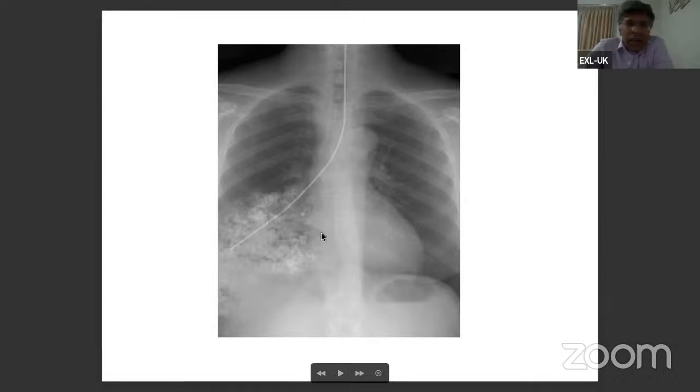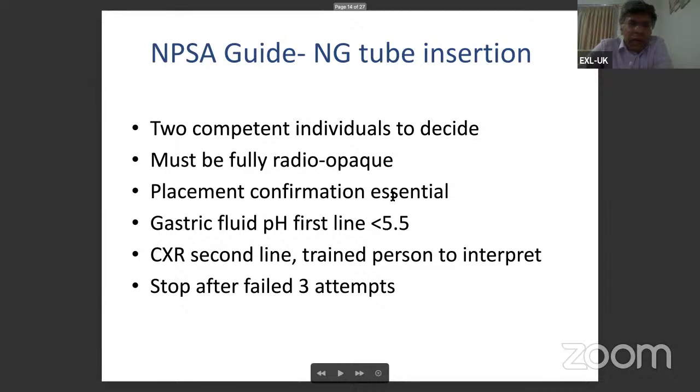Next slide, please. Now, just a few things about nasogastric insertion. What is the National Patient Safety Agency? It tells us what to do in terms of nasogastric insertions. You've got to make sure that it is really required, and you need 2 competent individuals to decide if it's required. It should be fully radiopaque. And you've got to confirm the position of the nasogastric tube. Now, it may be different practice in India, but here you do have to confirm the positioning because of all the reasons mentioned.